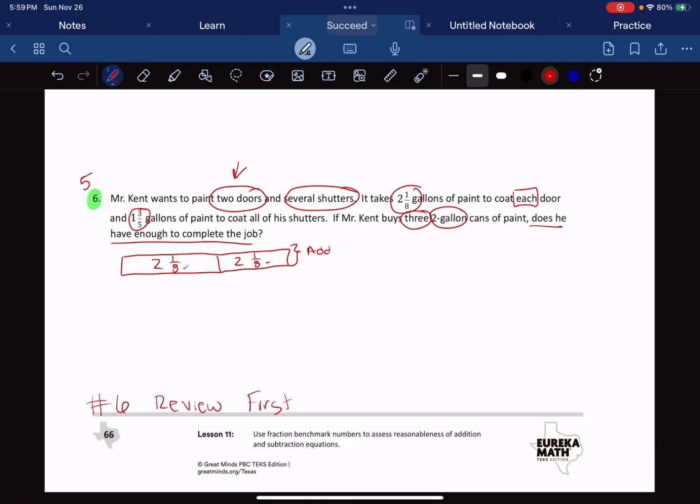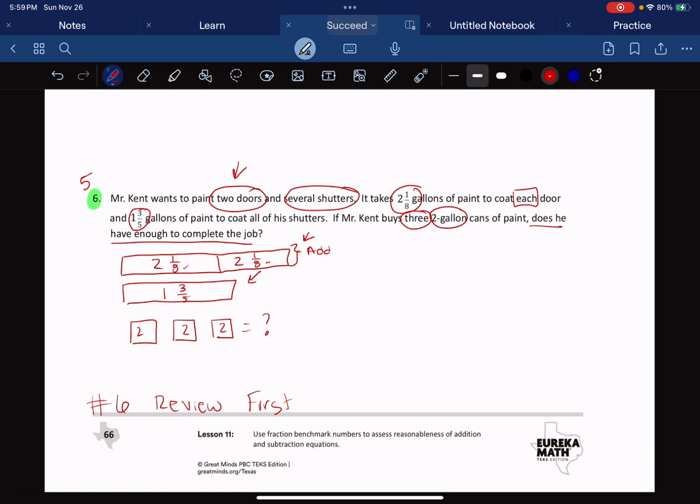And then the shutters, we don't know how many shutters he has, but we know all of them. It's going to take 1 3/5. So after you add your 2 doors together, I would go ahead and add that 1 3/5 to that answer as well. And then it says if he buys 3 2-gallon cans, so here's a 2-gallon can. Here's another 2-gallon can. Here's another 2-gallon can. So how many gallons would he have?